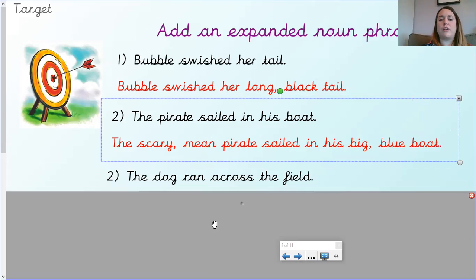The dog ran across the field. Dog is a noun and field is a noun. So you might like to add one expanded noun phrase, or you might like to add two to this sentence. See what you think. Pause the video and have a go.